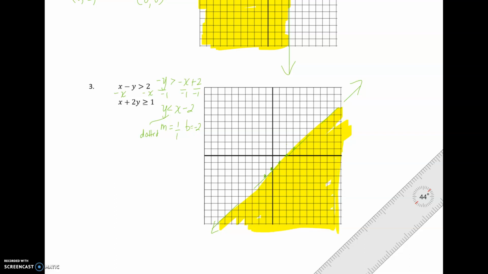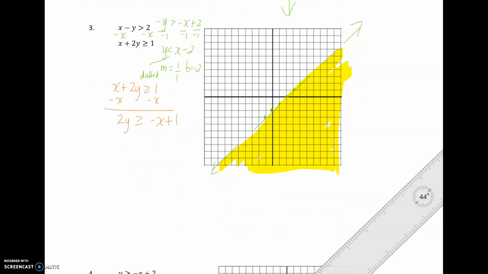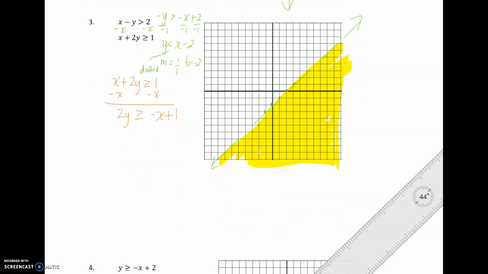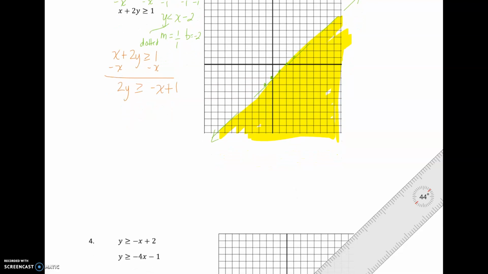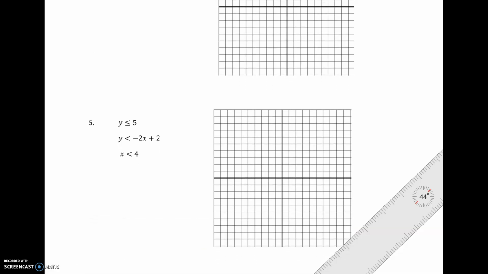Oh gosh, I have about 30 seconds. Let's see if I can get the other one. If not, we'll come back on and finish it. Okay, so I'm going to subtract x, and 2y is greater than or equal to -x plus 1. Okay, rather than rush this, go ahead and graph that second inequality on there and do your shading. And then I also want you to do 4 and 5, and when we get back on, we'll go over those together. I'll see you in a few minutes.